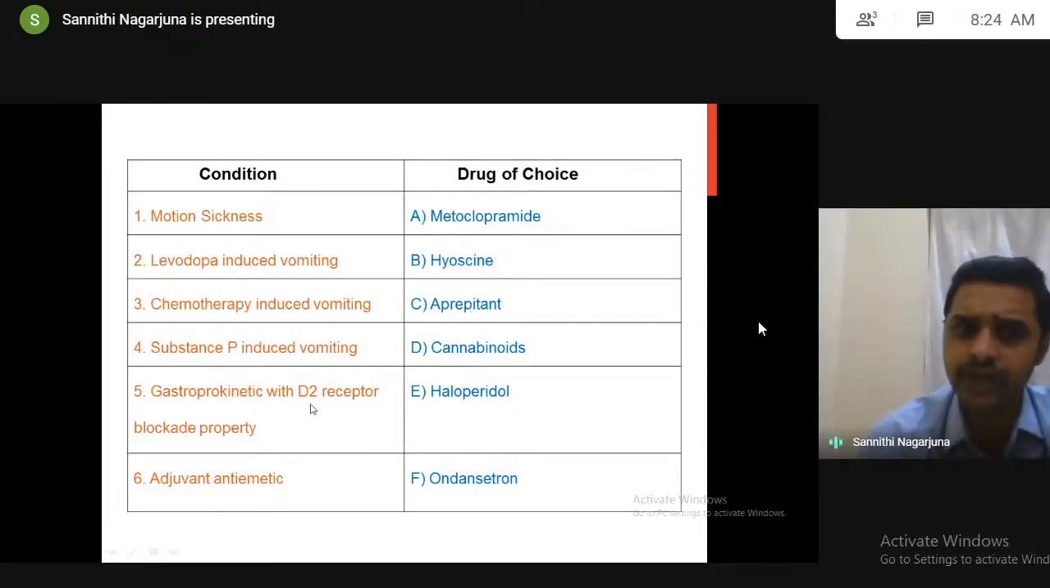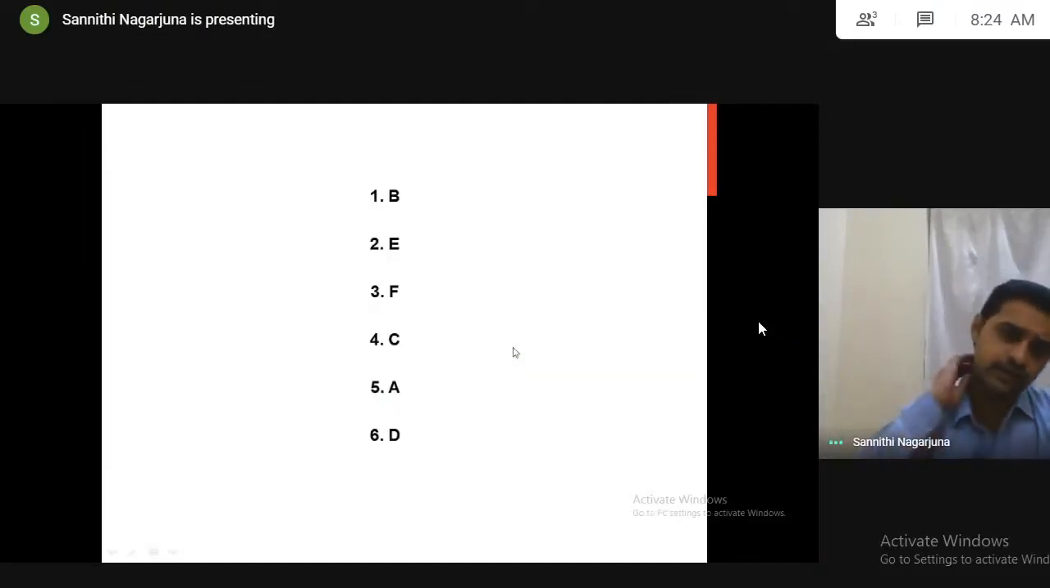Gastroprokinetic with D2 receptor blockade property is metoclopramide. Adjuvant antiemetic is cannabinoids. So this is the thing. So BEFCAD.